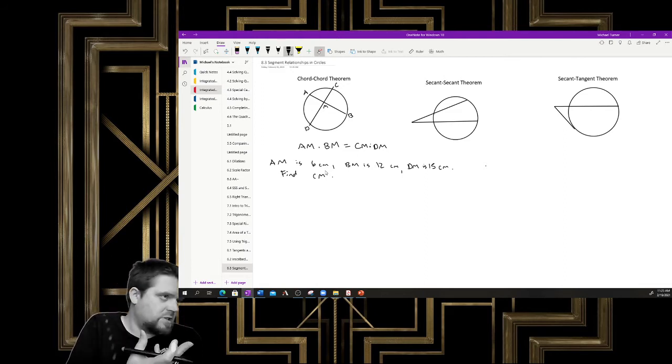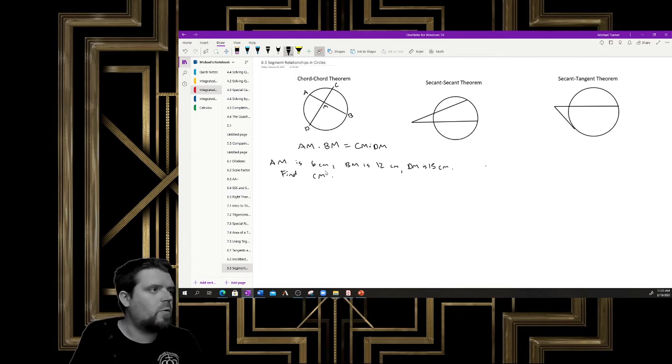So just like any other thing that we've been doing with Unit 8, once I know everything except 1 missing value, I can plug it in and solve it like an algebra problem. So AM is 6 times BM is 12. That's going to be equal to CM, which is what I'm trying to solve for, times DM, which is 15. 6 times 12 is 72.